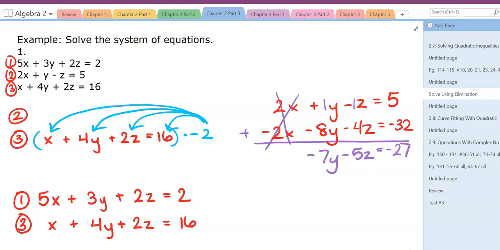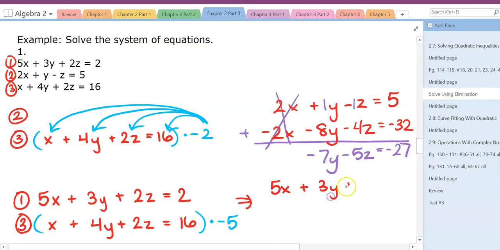So the reason why I picked 1 and 3 is, again, I'm trying to get rid of my x's. I see 5x and then I see just regular x like we saw up above. So for this one, I'm going to take the entire bottom equation times a negative 5. That way those x's become opposite terms, so that when I add them, they'll eliminate. So again, I don't do anything to that top equation, so I'm just going to drop that over to the right here. 5x plus 3y plus 2z equals 2.